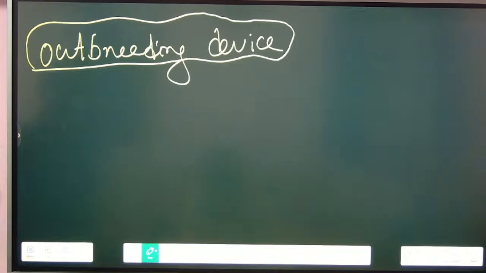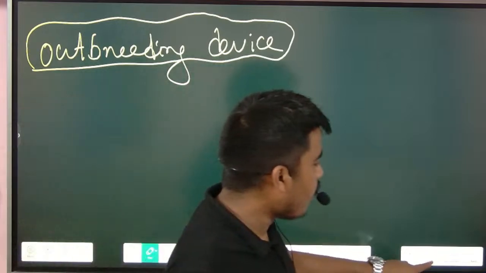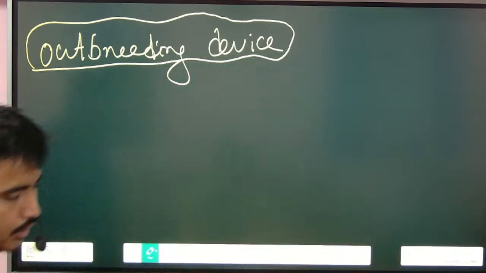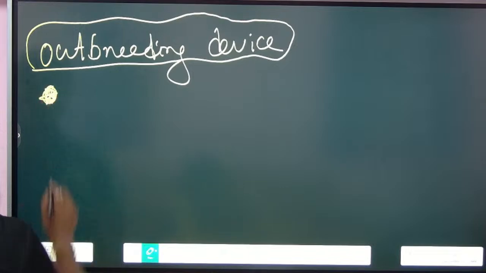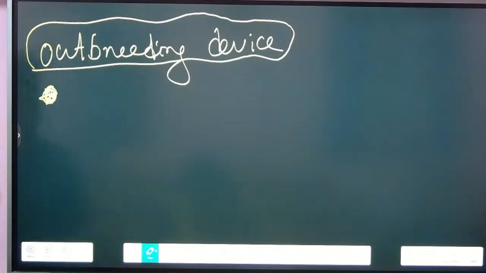We can see these processes or systems in a plant. So these are called outbreeding devices. We saw that bagging and emasculation are done artificially, but there must be some features or some other things which are present in a plant naturally. So what can be the processes or systems?